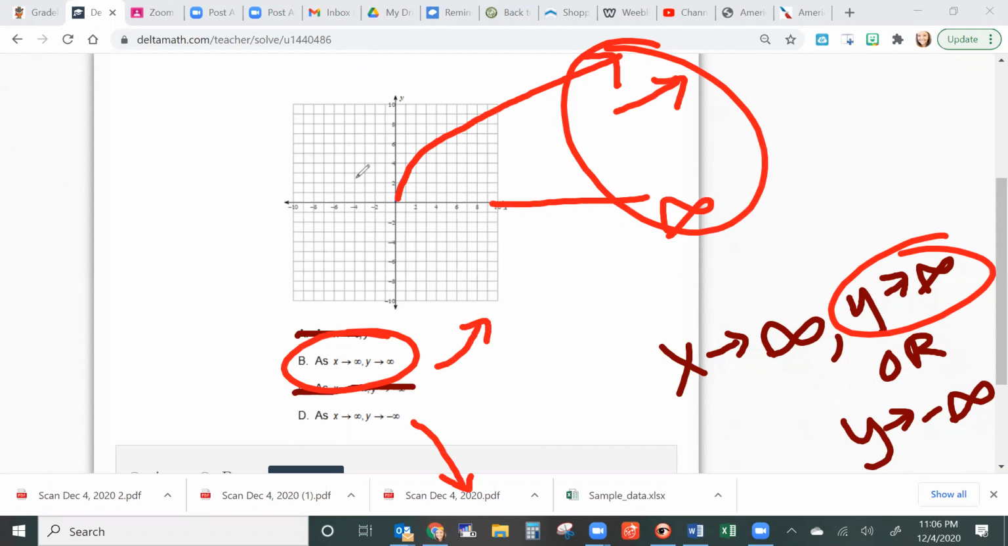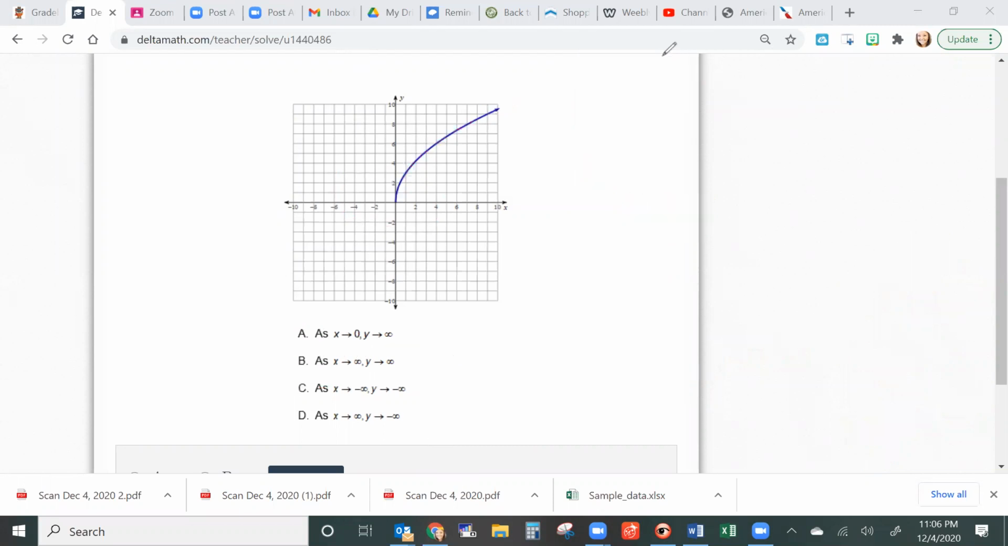Also remember, it doesn't matter what happens in the middle. You're only looking at the end behavior if x is going to infinity.